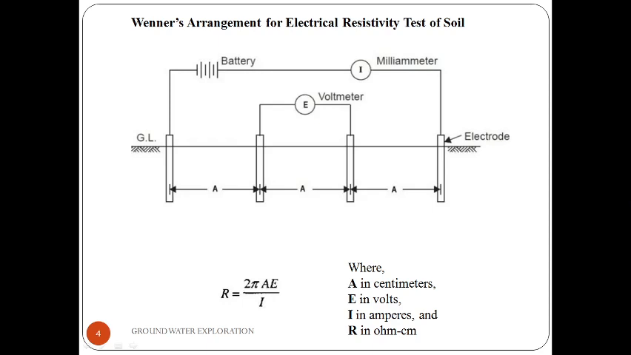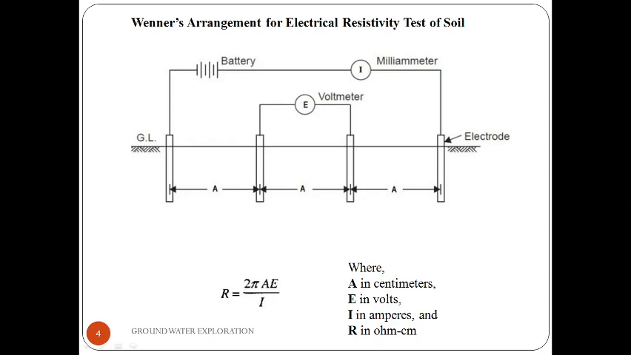The outer two electrodes are connected with a battery and a milliammeter. From the milliammeter, current is induced, whereas the inner two electrodes are connected with a voltmeter that will be used to measure the potential drop. A direct voltage causing a current of 50 to 100 milliamperes typically is applied between the outer electrodes, and the potential drop is measured between the inner two electrodes by a null point circuit that requires no flow of current.